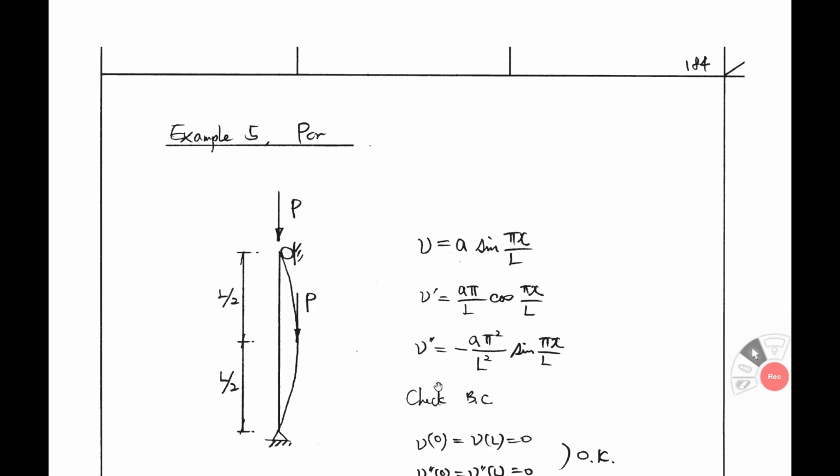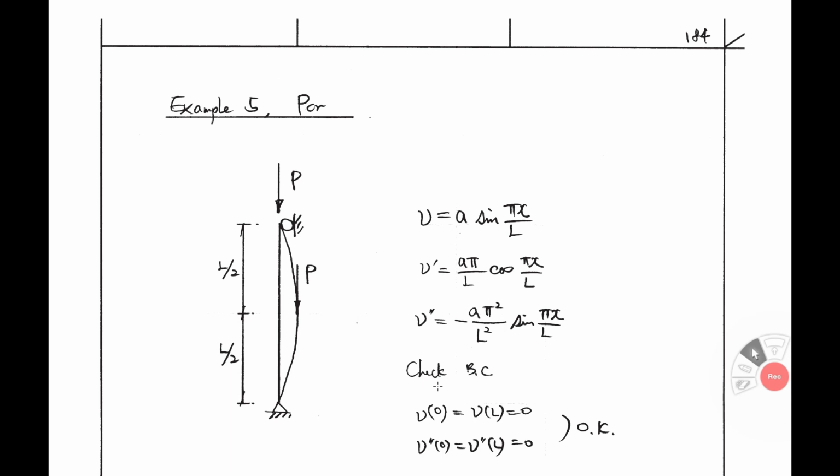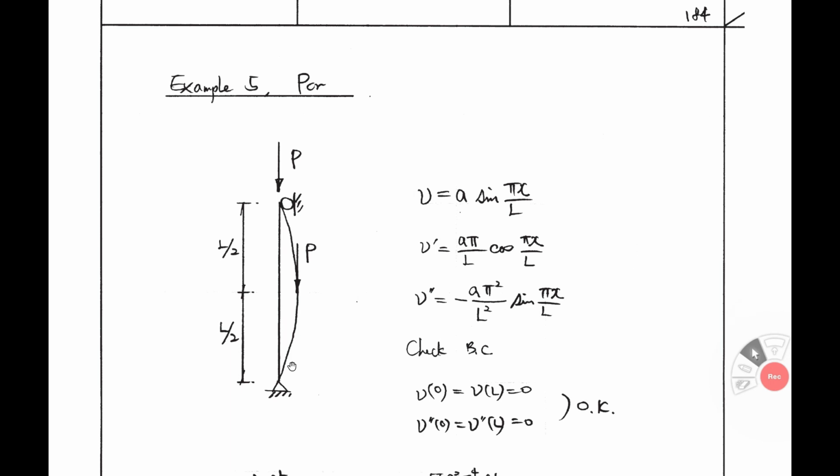Let's go to the final example. It is a hinge at the bottom and a roller at the top. We have the axial force P at the top and mid height also. So we have to assume this deformation shape, this deflection shape. V equals A sine πx over L.